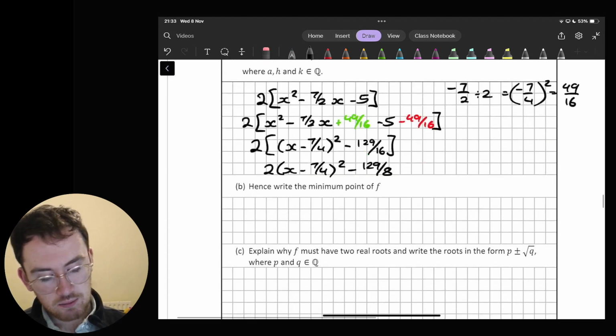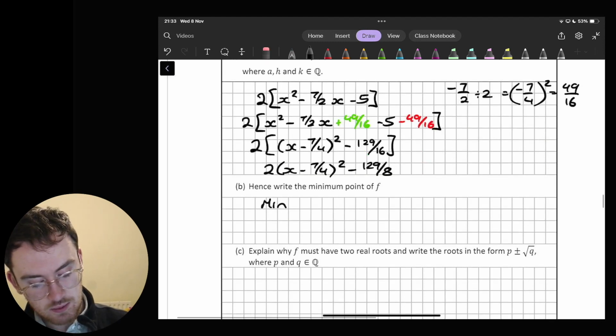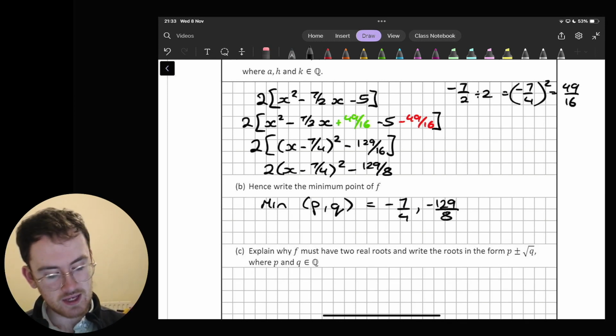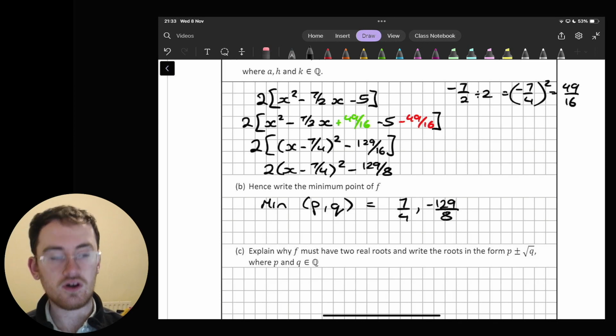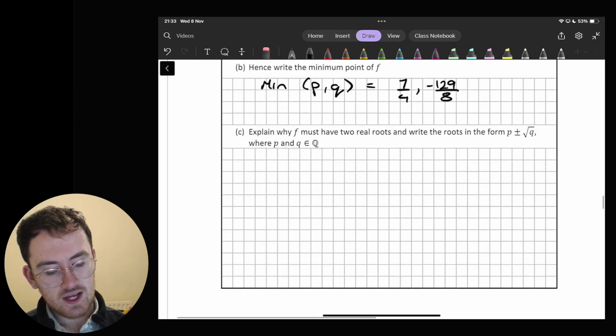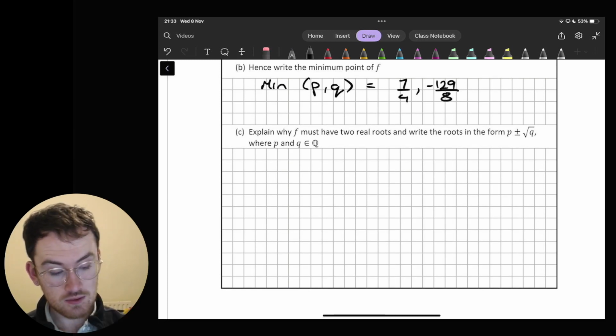Hence, write the minimum point. So the minimum point is the point (p, q), which is going to be 7 over 4, minus 129 over 8. They say then explain why f must have 2 real roots and write the roots in the form p plus or minus root q.